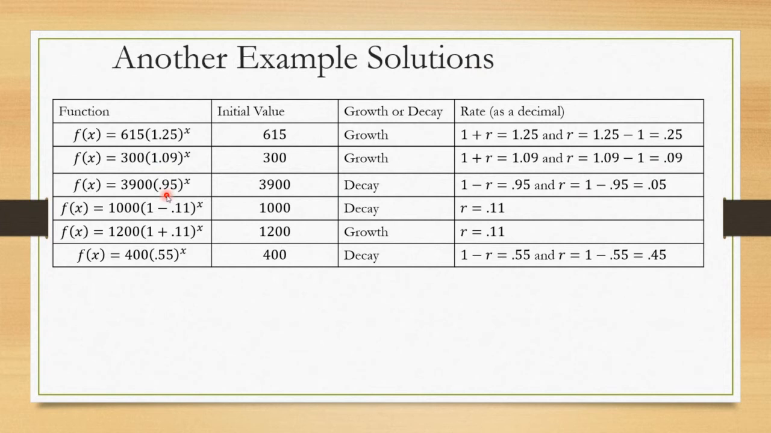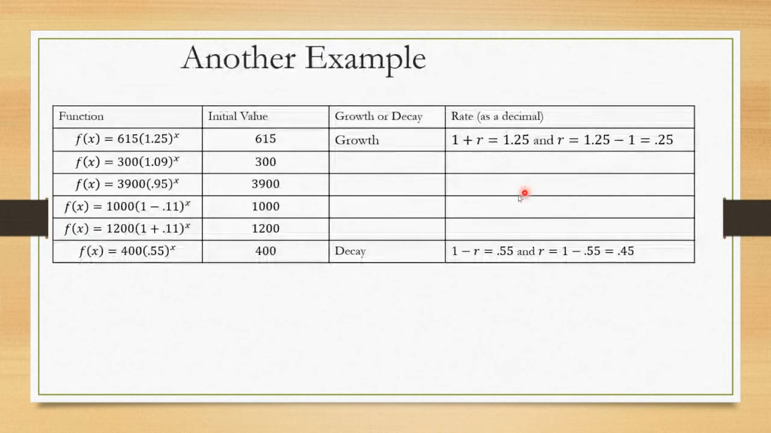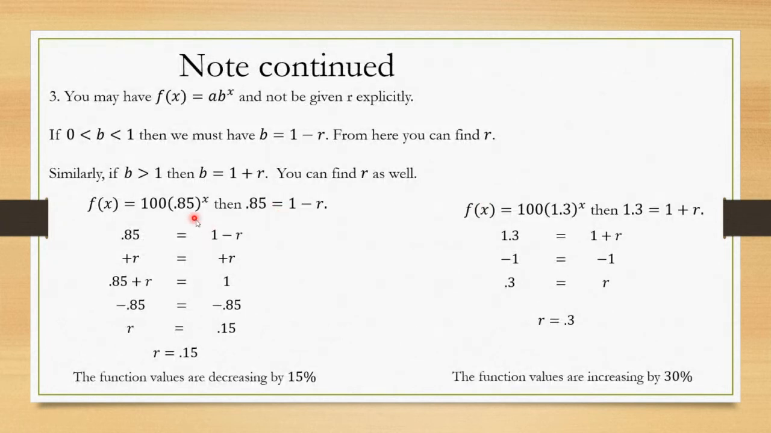Down here, it's a little bit different, though. Now, why is this different? Well, we have 3,900. That's the initial value, right? That's the number in front. It's decaying because if you notice here, it's 0.95, less than 1. So that's why it's decaying. Okay, so what's r going to be? Well, we have to have 1 minus r equal to 0.95. That's what I was trying to show here. When it's less than 1, we have to have 1 minus r.